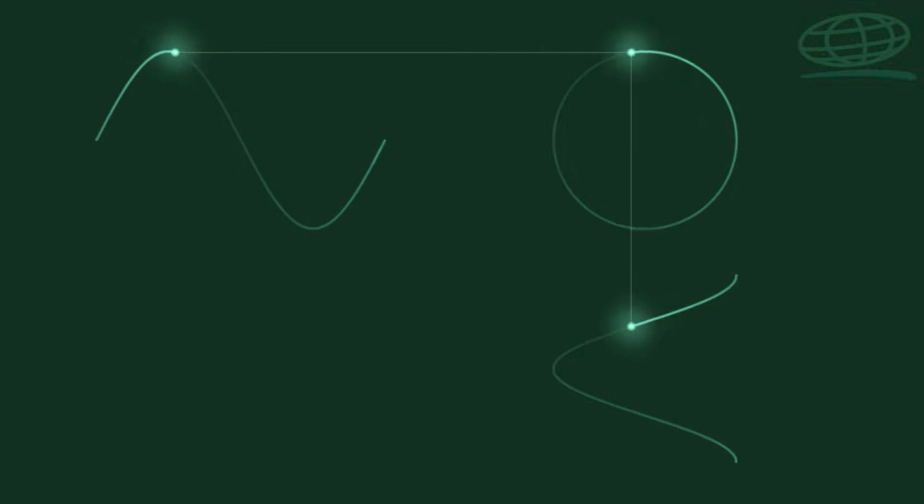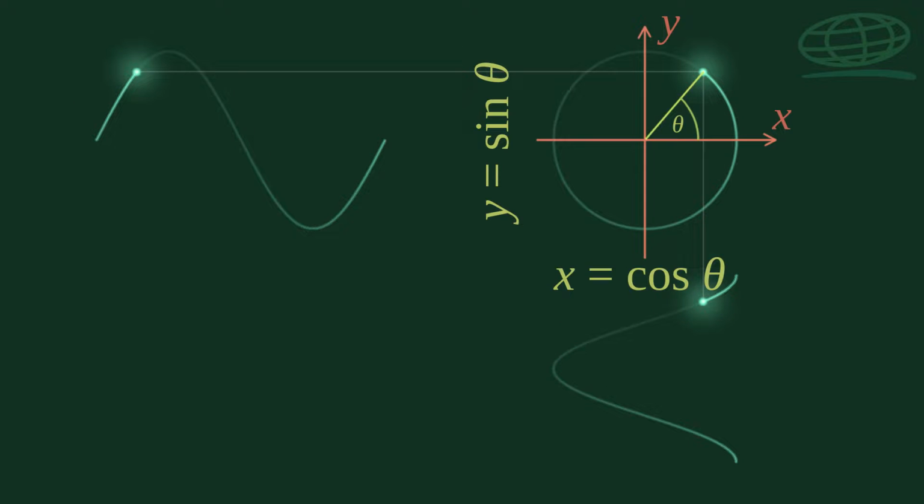Imagine a point moving on a circle. Its vertical coordinate is exactly a sine wave. But it has also a horizontal coordinate, which is a cosine of the same angle. This way we added a second dimension to our graph.